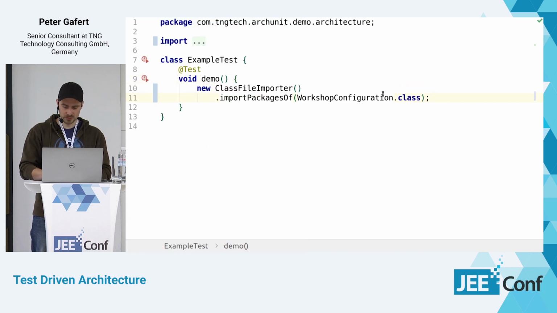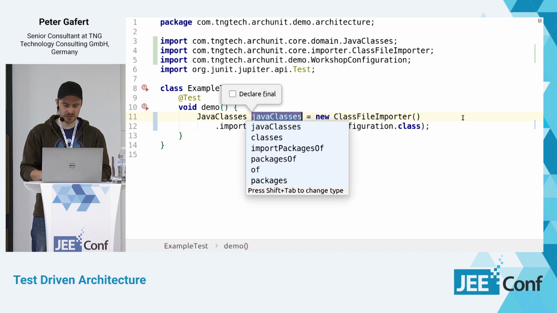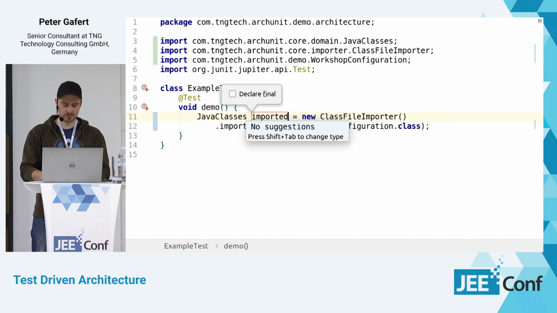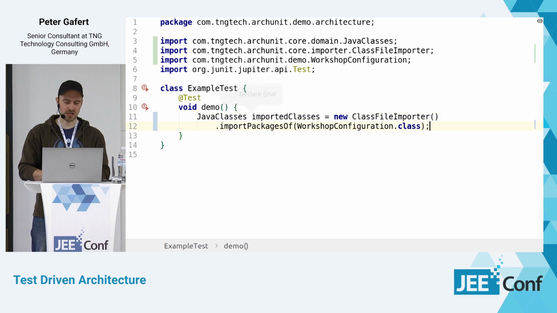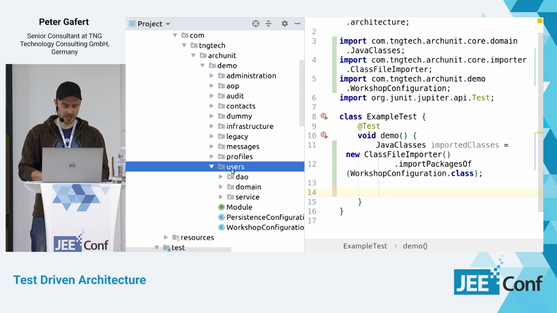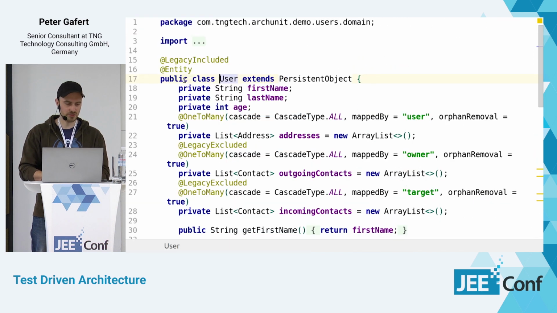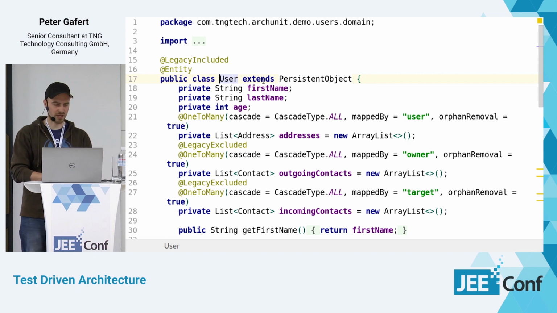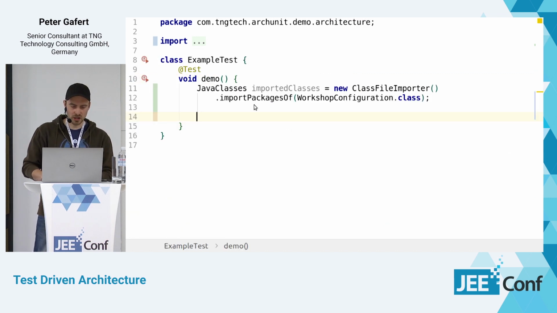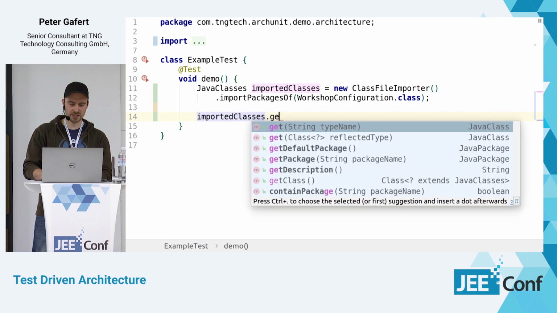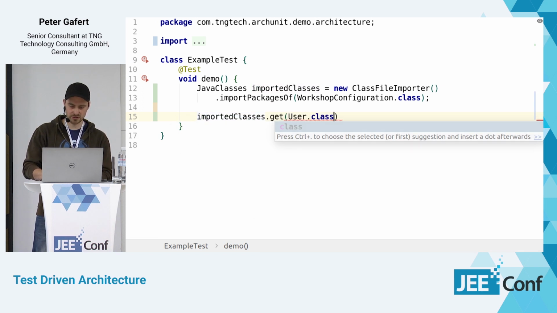Okay. And if we do this, we get something back, namely some Java classes, an object which is pretty much just an iterable of JavaClass. So we can look at a single JavaClass if we want. For example, if we take here a simple Hibernate entity, class User, which just has a couple of properties, first name, last name, so it's like a simple POJO. And we could say we want to get this User class here.